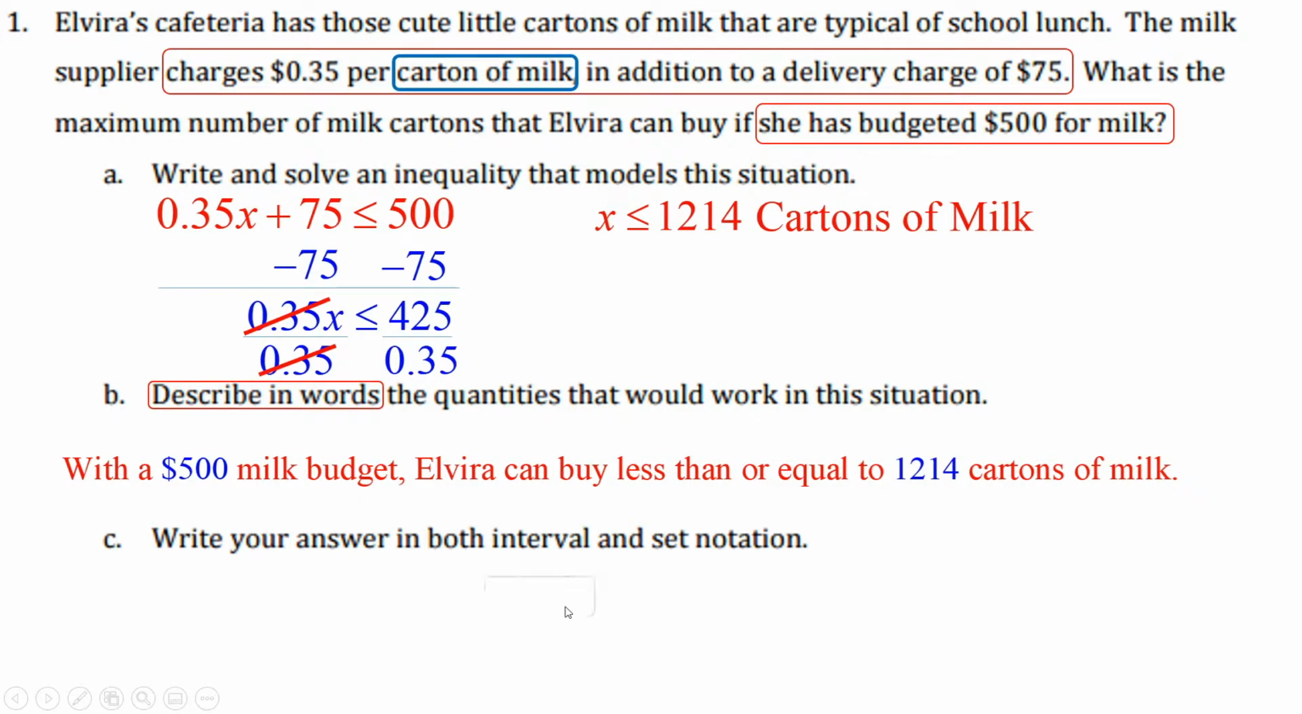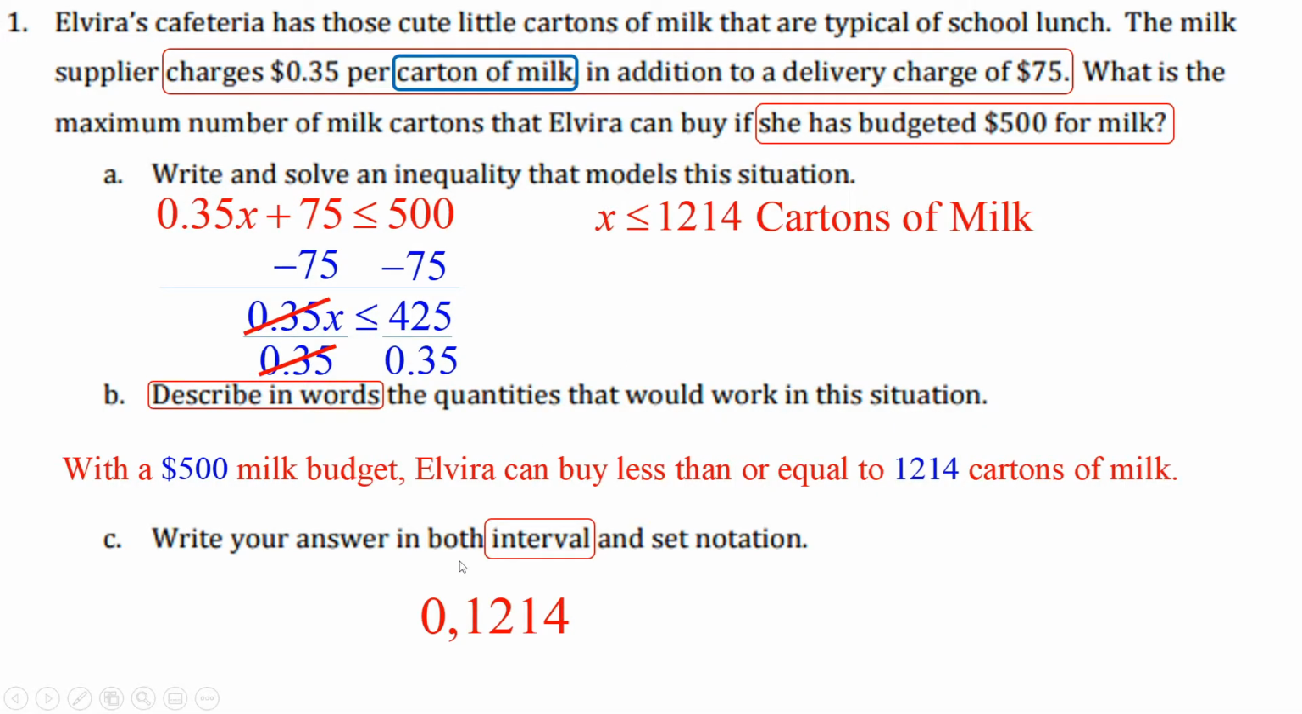So the interval notation is what we developed in Module 3. And you know that we like to start our interval notation with a bracket. And then what's our bound on the left? Well, x has to be less than or equal to 1,214, right? But do you agree that we can't buy negative cartons of milk, so I made my left bound a 0. And then my bound on the right is the 1,214.